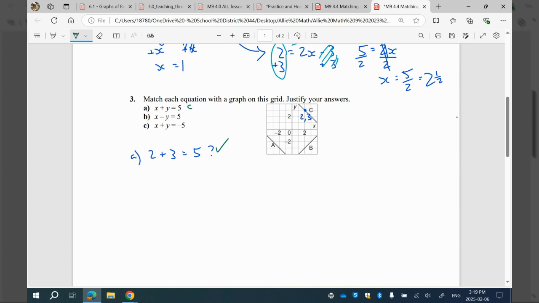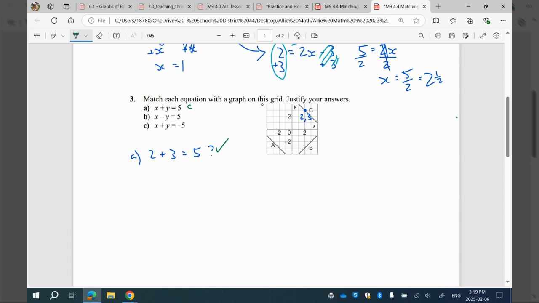We can test the dot in the other equations. I don't think it's necessary, but we could. Is it true that 2 minus 3 equals 5? No. Is it true that 2 plus 3 equals negative 5? No. So it has to be that line.